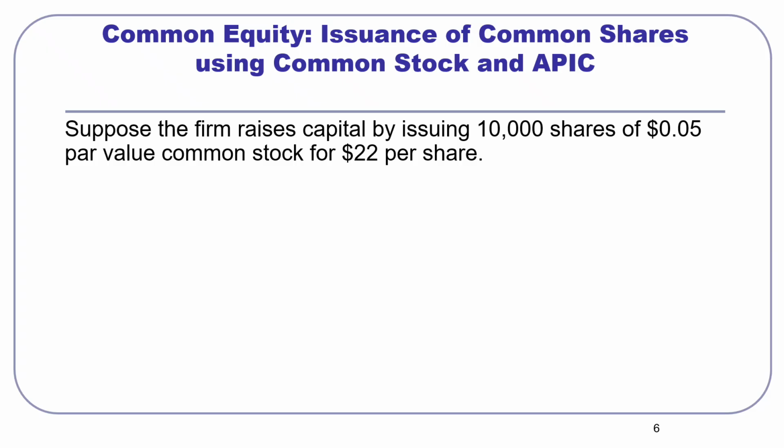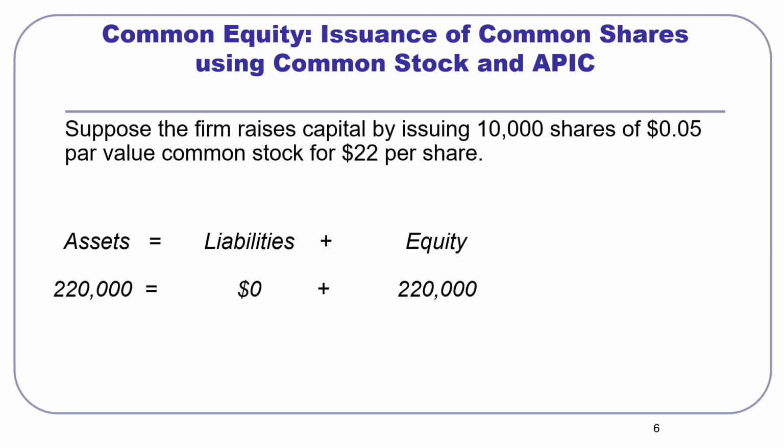Suppose the firm raises capital by issuing 10,000 shares of 5-cent par value common stock. And suppose those common shares are sold to the market at $22 per share. How would the accounting system record this? Using the balance sheet equation, we can think through this. Clearly, the firm receives cash of $220,000, which is 10,000 shares times the $22 per share investors paid. So assets go up by $220,000. And of course, that would appear in the cash account.